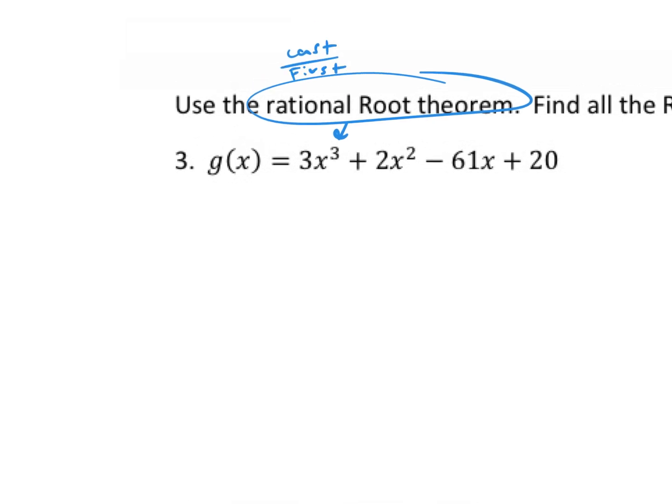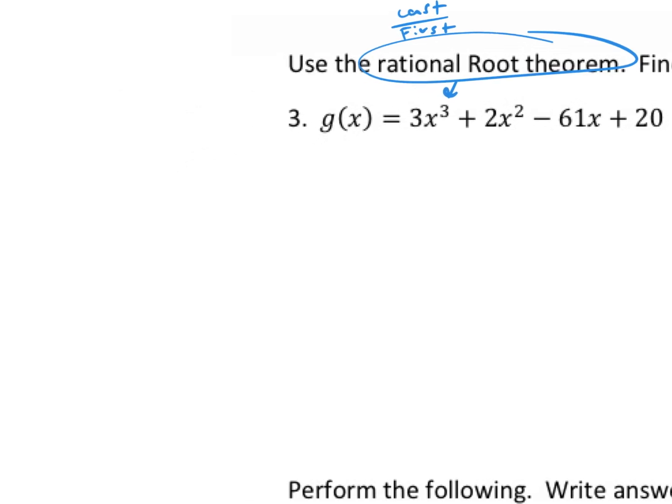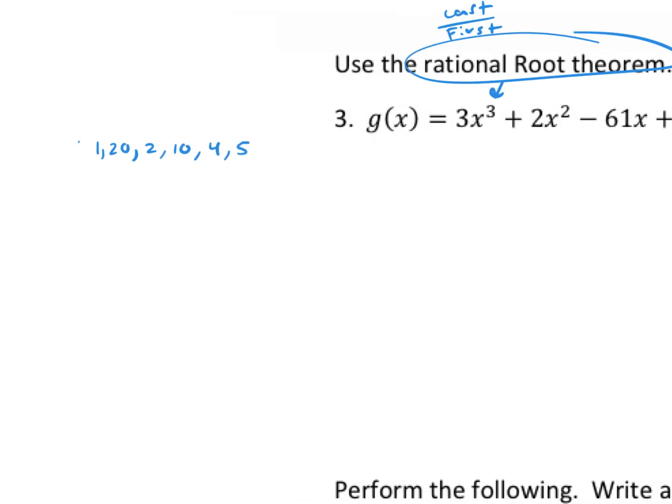So you want to use the rational root theorem if something doesn't factor. So here, our factors of the last would be 1 and 20, 2 and 10, 4 and 5. And it's the positive and negative of all of these numbers. Our factors of the first would be positive and negative 1 and 3. So we have to try 1 over 1, which would be 1, but also 1 over 3. 20 over 1, which is 20, and 20 over 3.